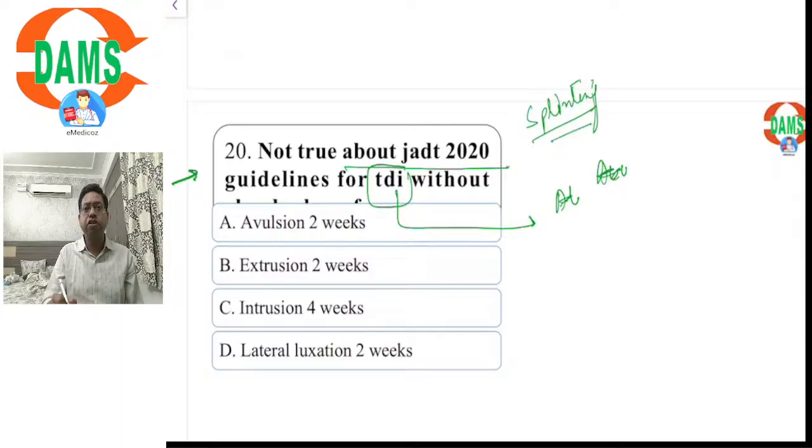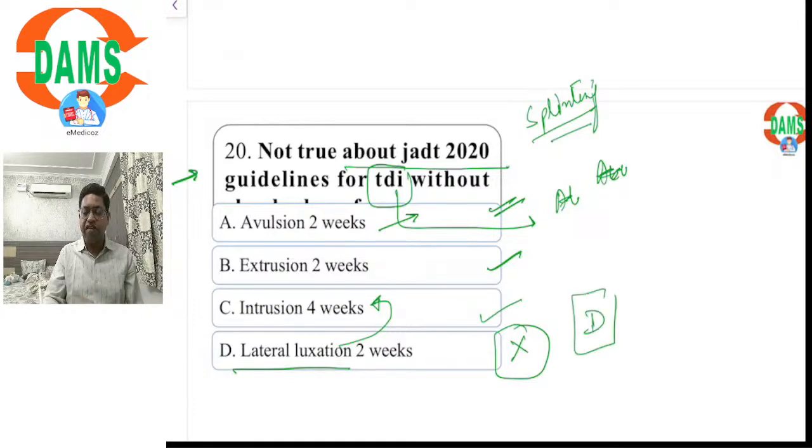We have already seen the duration of splinting for the various luxation injuries. I hope all can answer this question. Avulsion 7 to 10 days is true. Extrusion 2 weeks, intrusion 4 weeks, lateral luxation for 2 weeks is incorrect because for lateral luxation also we splint for 4 weeks. So option D is the answer. The duration of splinting for lateral luxation would be the same as intrusion, that is 4 weeks.